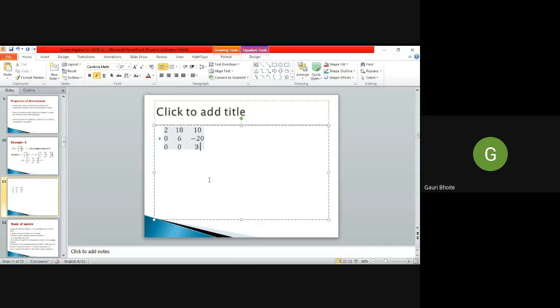Even if a 4 by 4 or 5 by 5 matrix is given, but it is a triangular matrix, you just have to calculate the product. Here it is 3 by 3, but in the exam it might be 4 by 4 or 5 by 5. If a triangular matrix is given, you can easily calculate the product of the diagonal elements, and the product of the diagonal elements is nothing but the determinant of the given matrix.